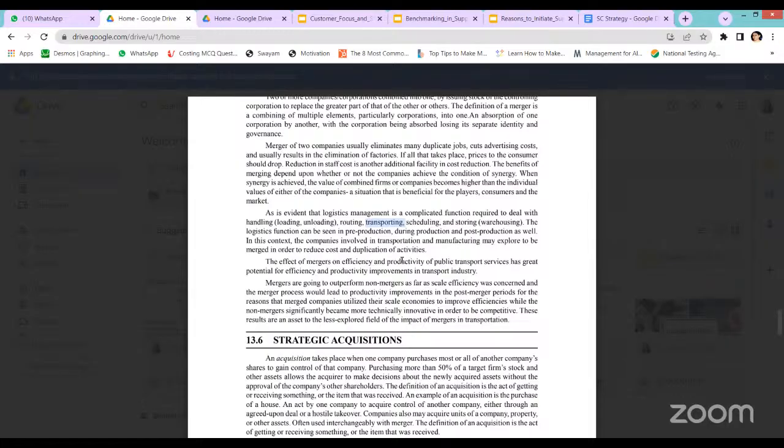Acquisition means one company purchasing another company totally, for a long-term strategy benefit or for market expansion. Generally we see this with small unicorn startups. Large companies come and acquire those unicorns. Say for example, you are a startup company and you have a good idea relating to a similar product, and a large company already exists in the business.